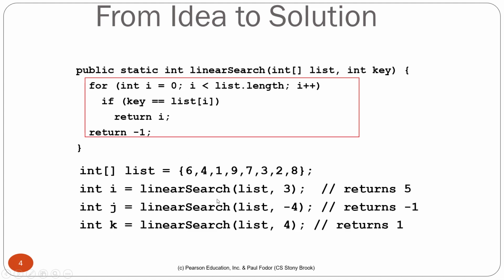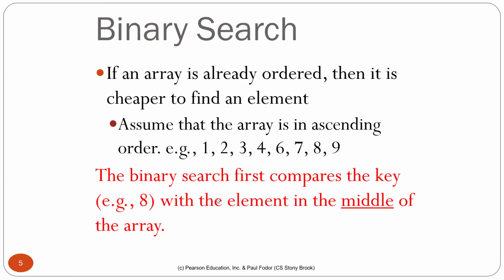Okay, good. Now let's do binary search, which is a more interesting case. So if the array is already ordered, then it is cheaper to find an element. Cheaper means it is more efficient. It will take a smaller number of comparisons. So that's what I was trying to convey in my example that I started with. Okay, so you will have to do fewer comparisons when your data is already sorted, because you can apply binary search. Otherwise, binary search is not meaningful.